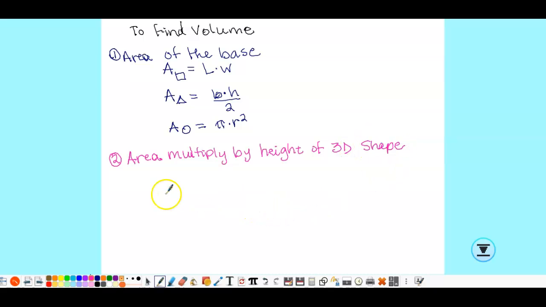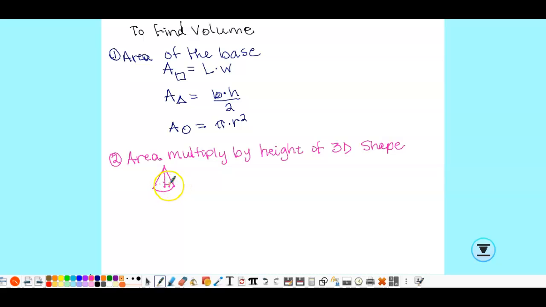A couple of things to remember when we talk about the height of the 3-dimensional shape. For example, if I use this cone, or you can think of a pyramid or a prism or anything like that, the height that we want to find is the one that is perpendicular to the base. This slanted part right here is not the height. It's this one straight up and down that is the height.